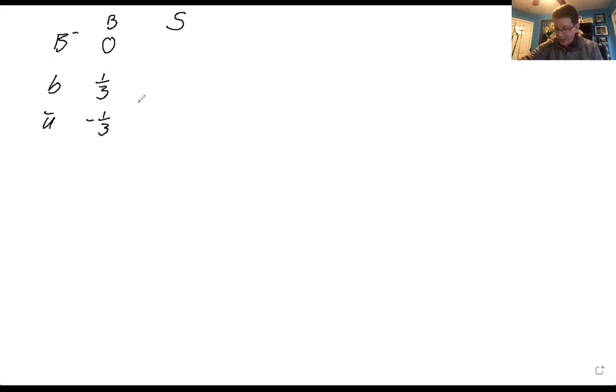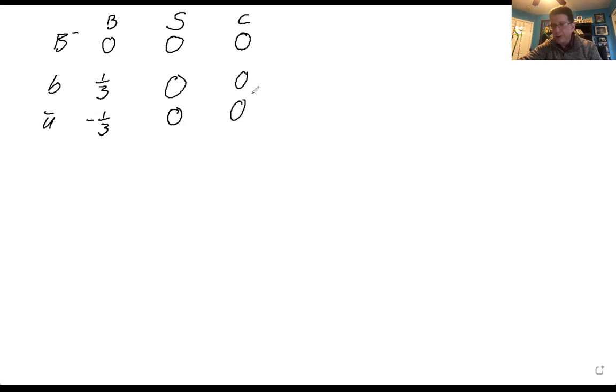Now we move on to strangeness. The B minus particle has no strangeness. The bottom quark has no strangeness, and the up quark, whether it's regular matter or antimatter, has no strangeness, so that's conserved. Then we go to charm. The B minus has 0 charm. Read into that whatever you want. And again, the bottom and up quarks also have none.